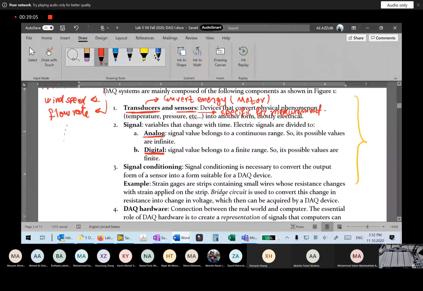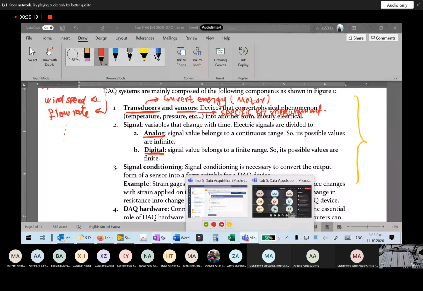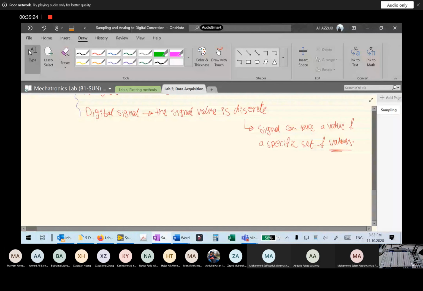Doctor? Yes. I have a question. What's the relation between analog and digital and the S domain and the Z domain? Very good question. This is outside the lab, but I will answer you.